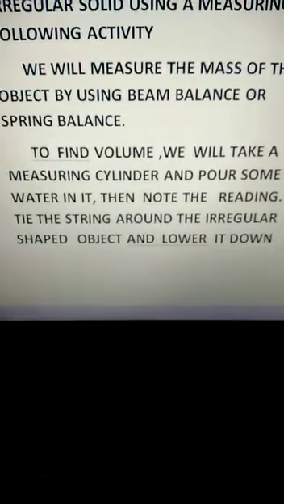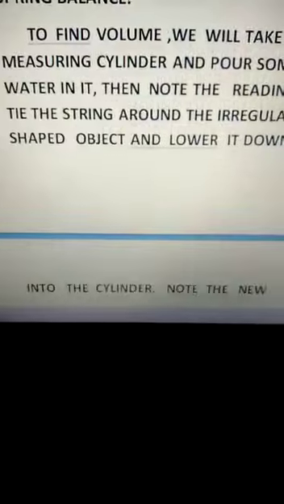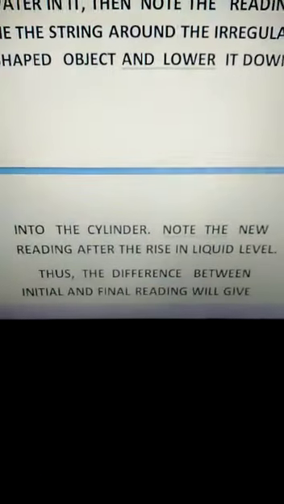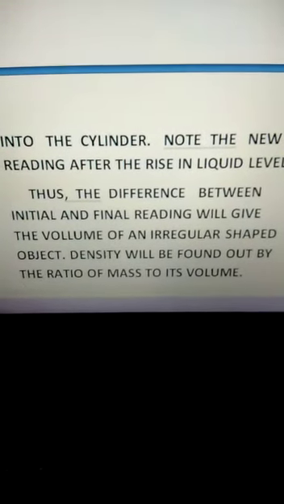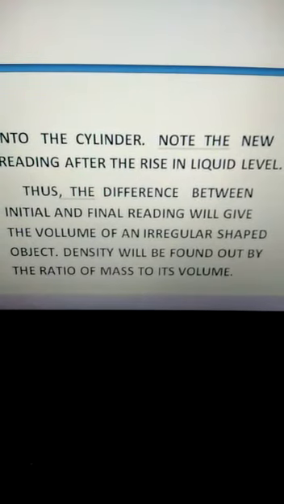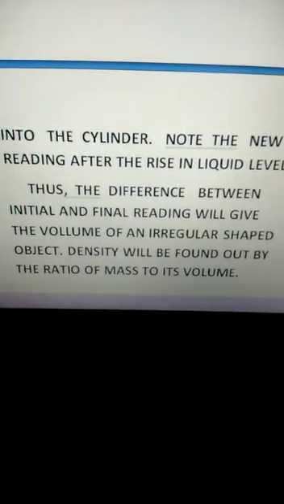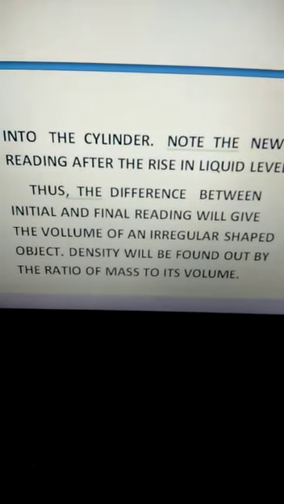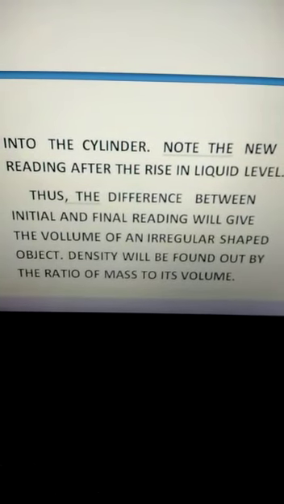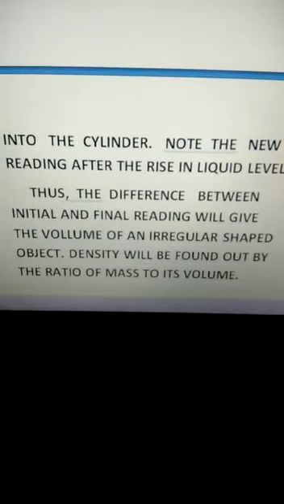Tie a string around the irregular shaped object and lower it down into the cylinder. Note the new reading after the rise in the liquid level. Thus, the difference between the initial reading and final reading will give the volume of the irregular shaped object. Density will be found out by the ratio of mass to its volume. This experiment I had shown during my first video, if you remember, or you can see it again.